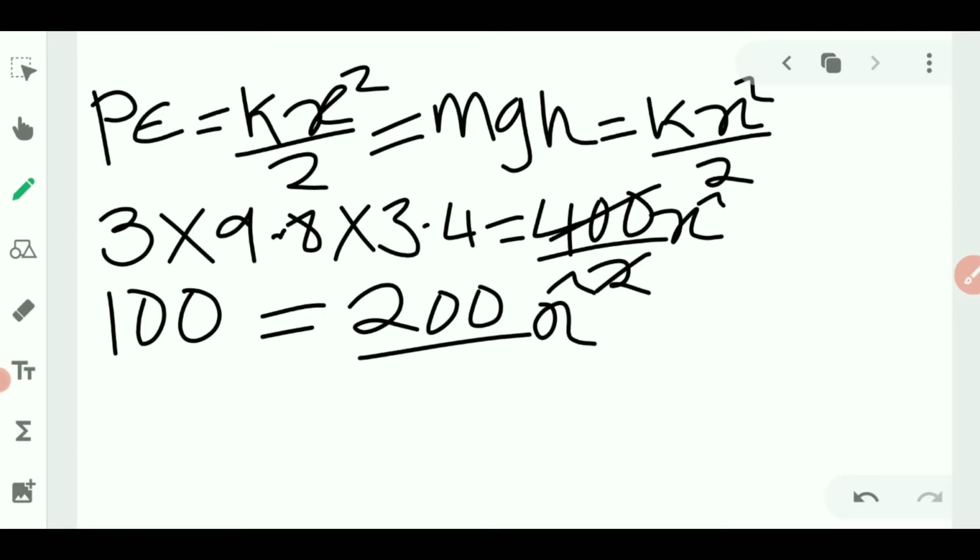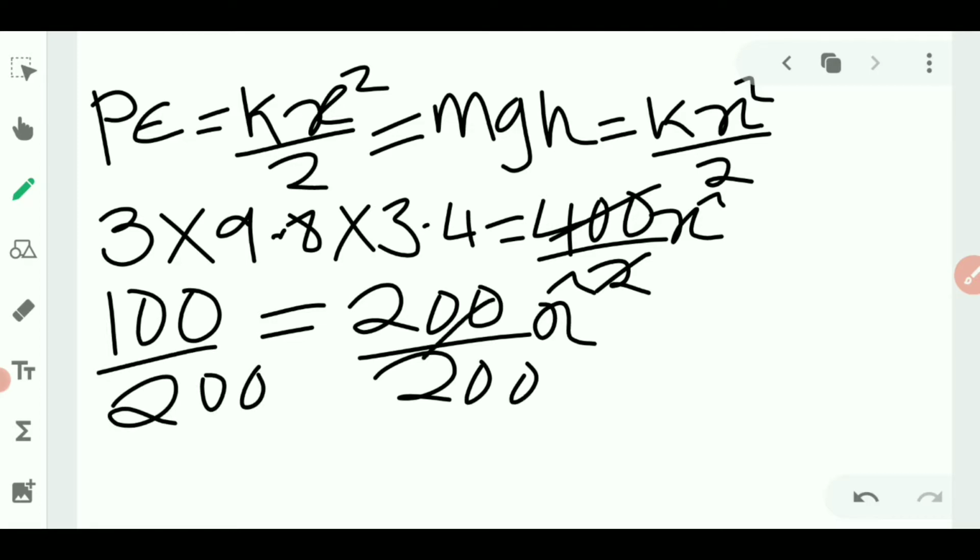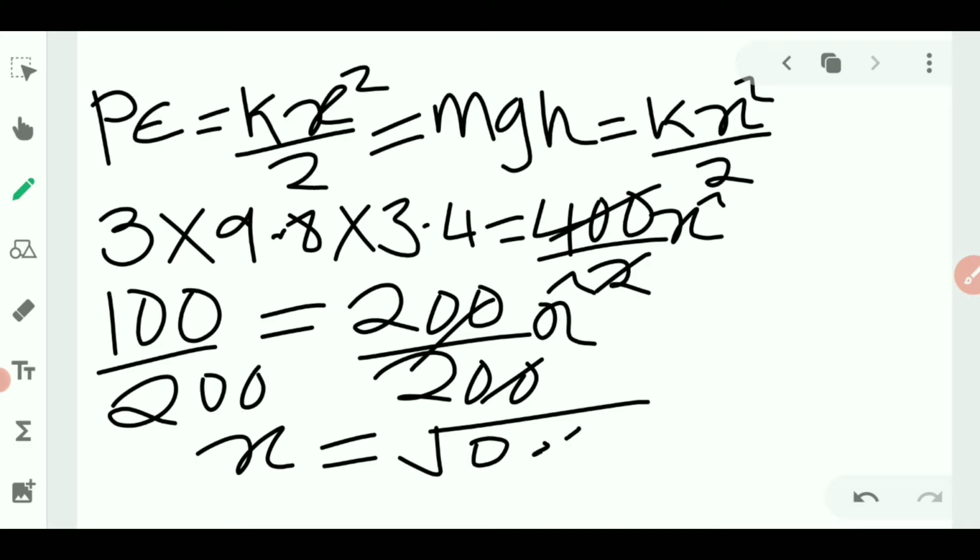Solving for x, we divide both sides of the equation by 200. And finding the answer for x, we have to take the square root of 0.5, which will be 0.71 meters. So we have found by how far the spring is compressed. We have solved the first part of the question. You guys will comment in the chat section what formula you used to find the answer for part A. Going to part B.